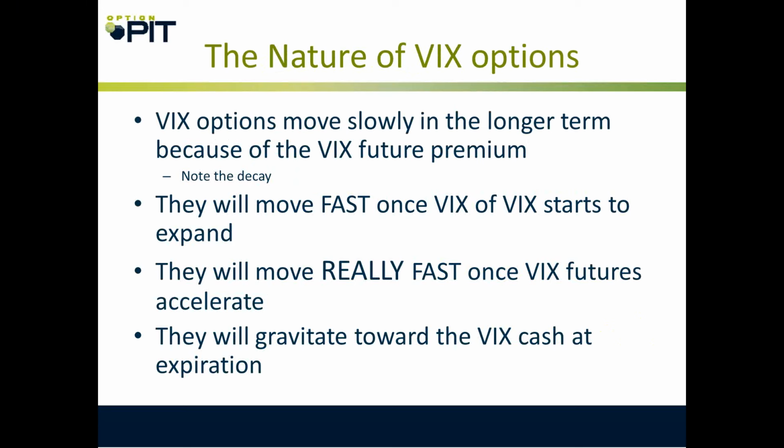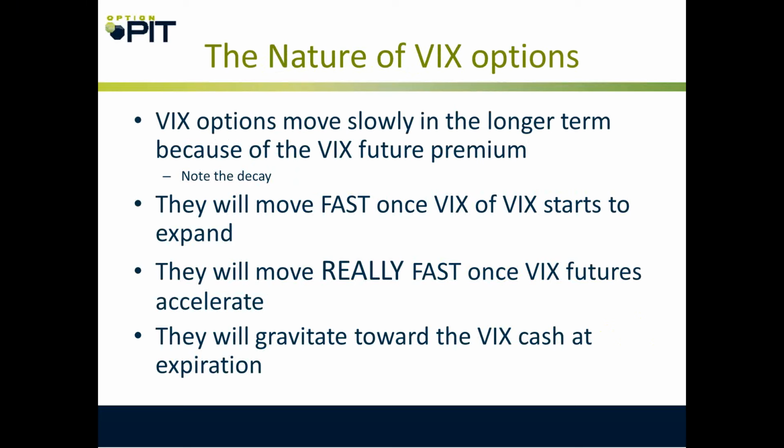So Nick's saying it's like pricing any strangle. The cash to the future, you can buy options cheaper than you can make. What he's saying is you have a chance to buy options a little cheaper. Now what happens is they will move fast once volatility of VIX, the vol in the VIX, starts to expand. They will move very fast. They will move really fast once the VIX futures accelerate into either flat or backwardation, when there's actual movement in these things.